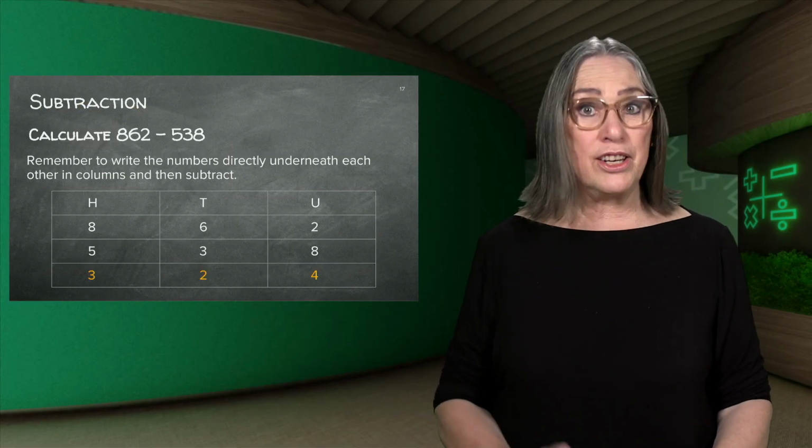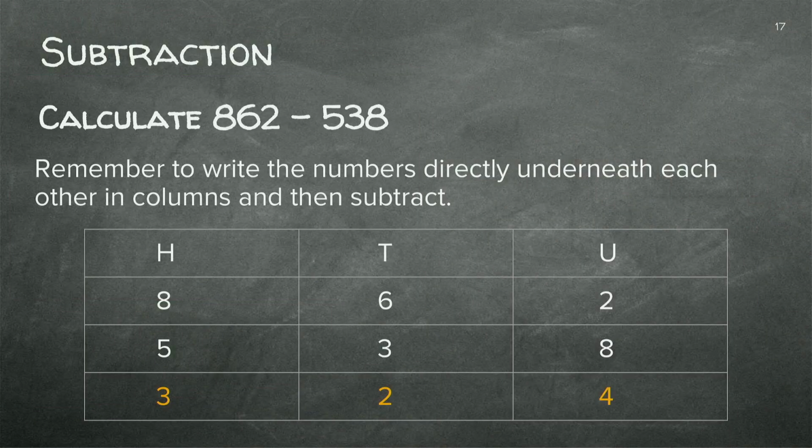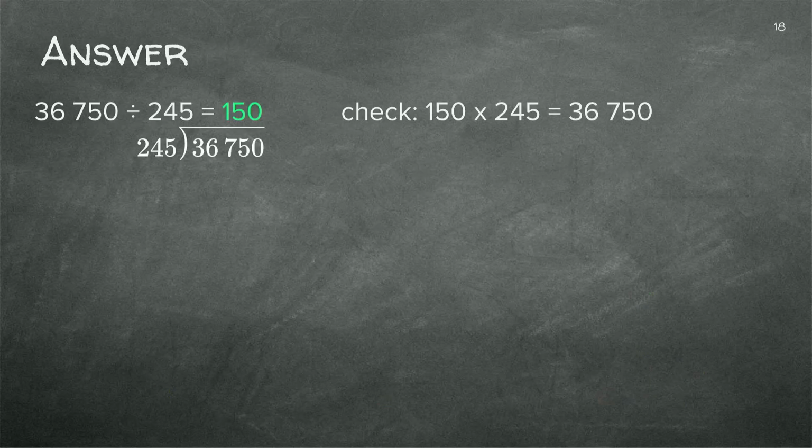Now, I just want to remind you of this slide. Remember this one, we've done that. And I said the way to check that your answer is correct, you subtracted 538 from 862. If you want to check your answer is correct, you're going to add this. And you will find that answer again. Then you know you are correct.